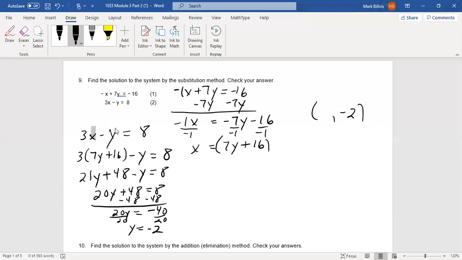So the easiest way to do that is to go back to this equation, x equals 7y plus 16. So x equals 7y. Well, we know what y is. We just found it to be negative 2. So x would equal 7 times negative 2, which is negative 14, plus 16. So x would equal 2. So our solution for this system would be 2, negative 2. And again, you could plug in 2 for x and negative 2 in for y, and it should check in both of the original equations.